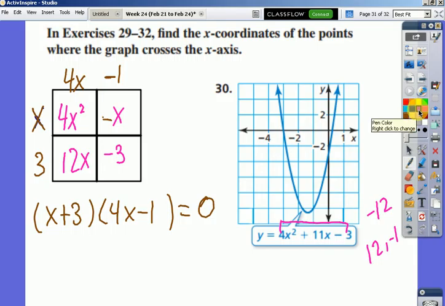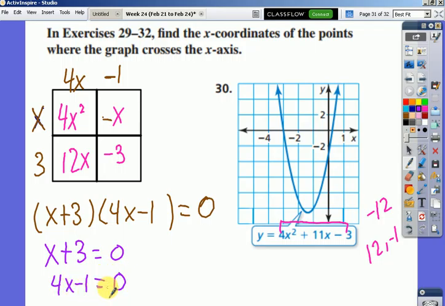Then I set that equal to 0. Use my zero product property. x plus 3 equals 0. 4x minus 1 equals 0. What's one root? Negative 3. That makes sense. What's another root? 1/4. That also makes sense. That's definitely less than 1 and less than half. Does that make sense? Okay, that's how you do those problems.